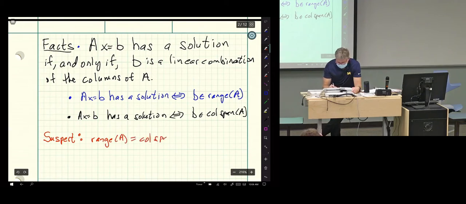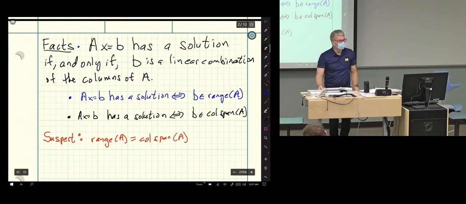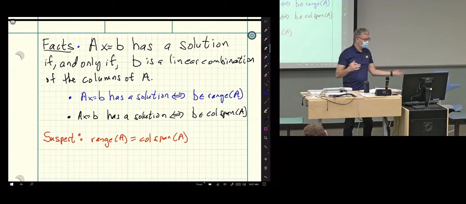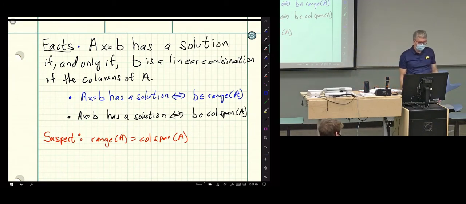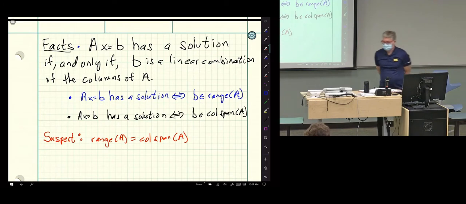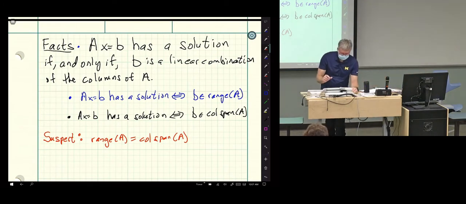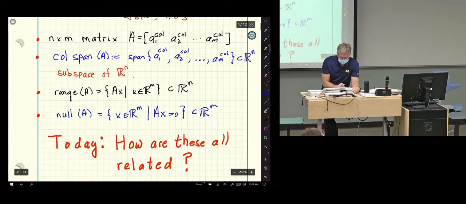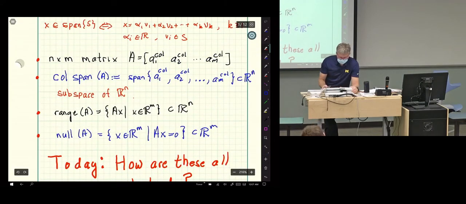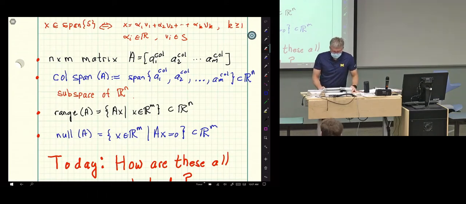They must be. They're giving us the same if and only if condition on solution, so they must be the same thing. Yep? So is the column span the linear combination of the subsets of the column or all of the columns? Okay. So the question in chat was, is the column span the span of a subset of the columns of A or all of the columns?